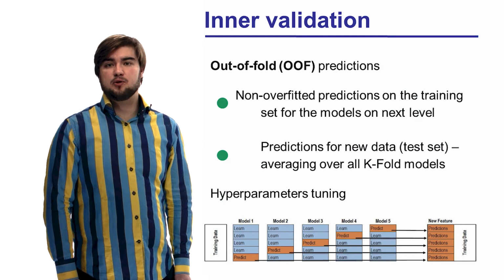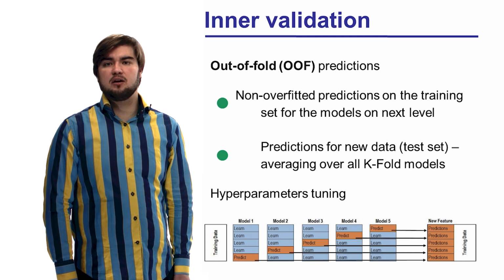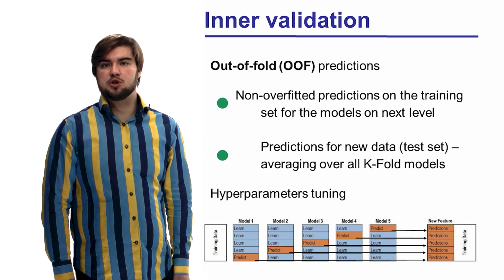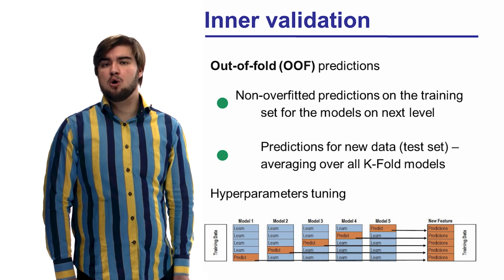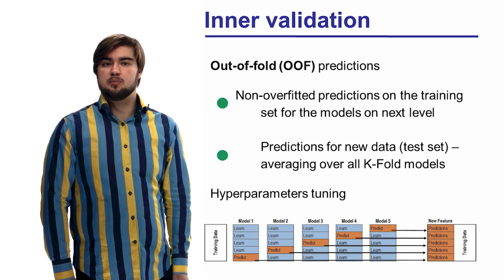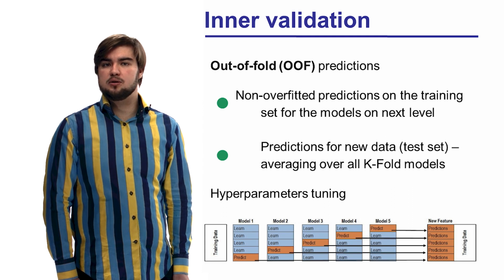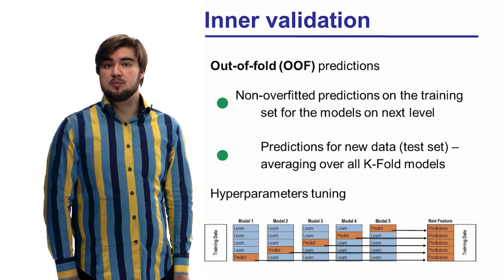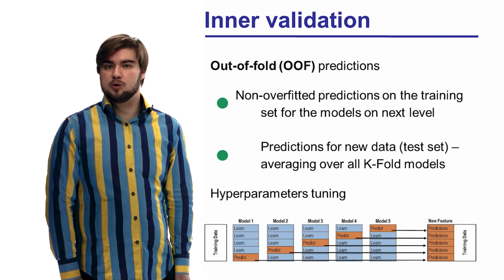There are several types of validation in LightAutoML. One of them is inner k-fold validation, which helps to generate out-of-fold predictions for the training set. These are non-overfitted predictions which are passed to the models on the next level for stacking. The predictions for each training fold are made using a model trained on the remaining folds. The prediction for a test object is an average of all k-fold models.